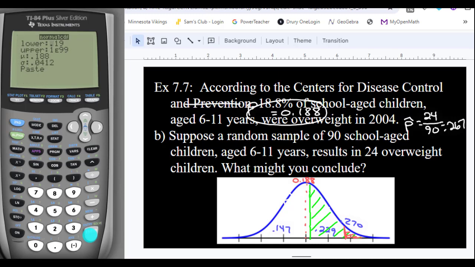and our lower boundary this time is 0.267. Our upper boundary is still everything. We're not having an upper boundary. Oh, and it saved it. Okay, so our mean is still 0.188, and then the standard deviation is 0.0412. So we paste that in, and so what we're looking at is what are the chances that we have a sample that has that many students that are overweight in it.